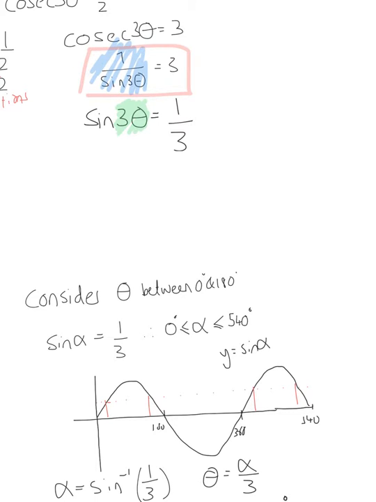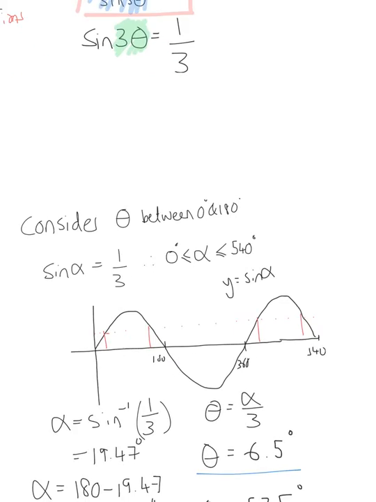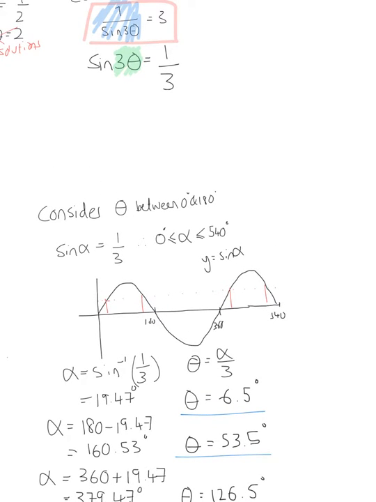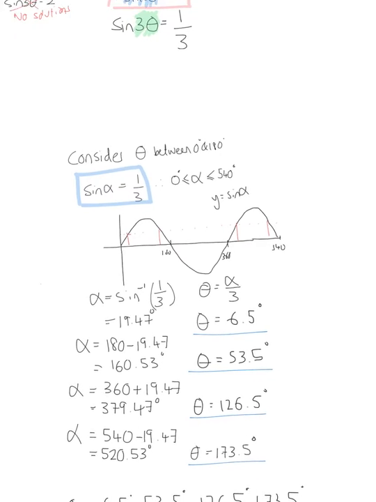So we're considering theta between 0 and 180, which means we're interested overall in a sine function between 0 and 540, because we're going to divide our final answers by 3. So I've just said, let's look at sine alpha as a third and consider alpha between 0 and 540. You might not need to do that step if you don't want to, that's fine.